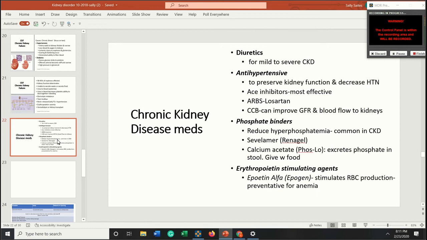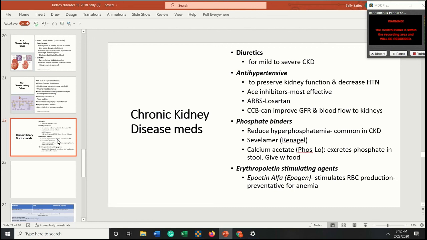So depending on the stage of the CKD is going to also depend on the medications that we give. Like I said, the calcium channel blockers can improve glomerular filtration rate and the blood flow to the kidneys, which is great. So if you're at the early stages of chronic kidney disease, then calcium channel blockers will work well. Remember that calcium channel blockers, as we'll learn ahead, also decrease blood pressure.